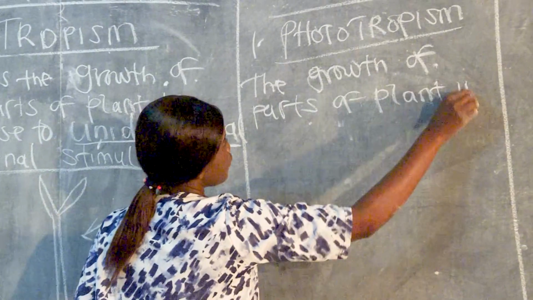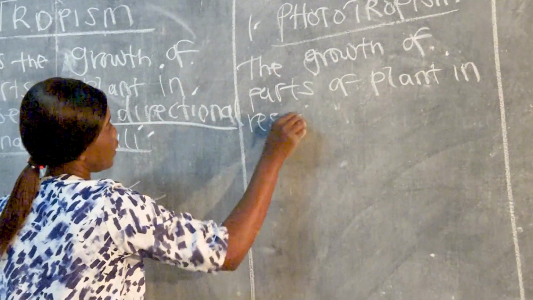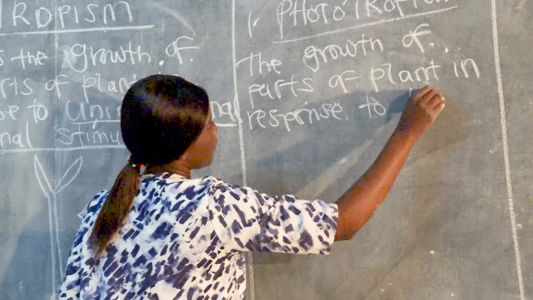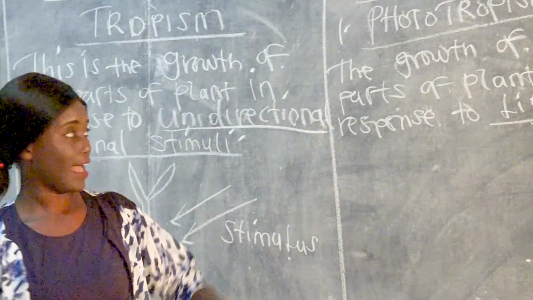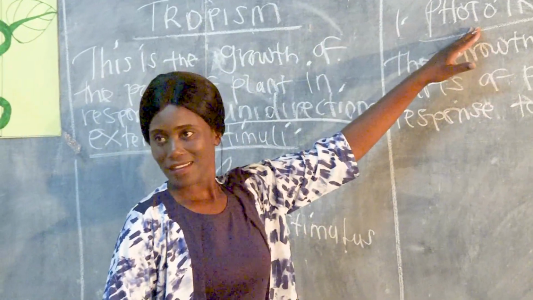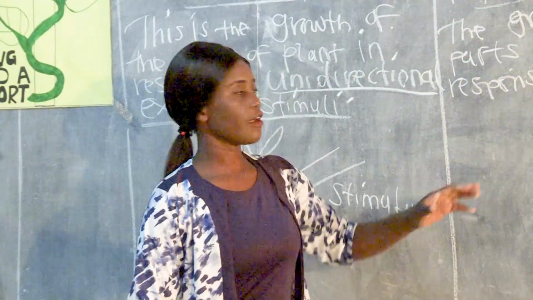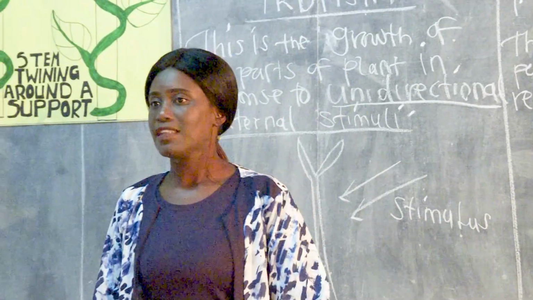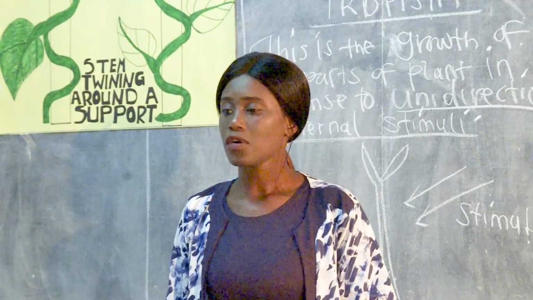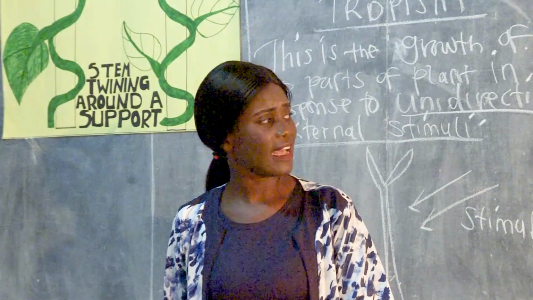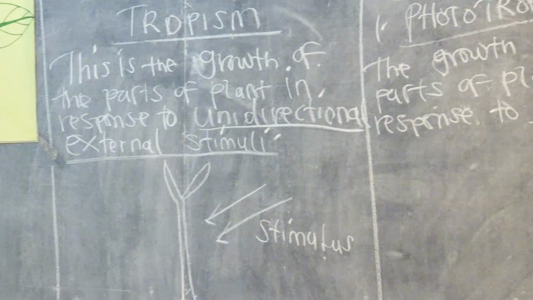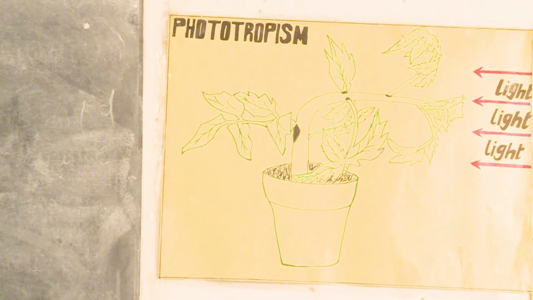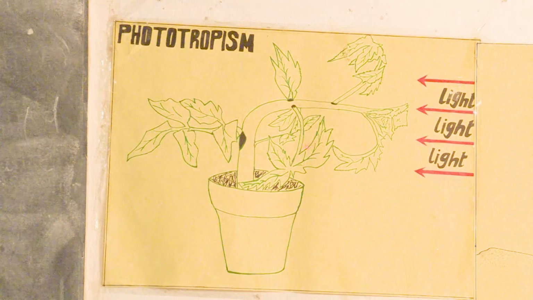The word photo here means light, right? Okay, so the response of parts of the plant towards light is what is known as phototropism. Alright, so I've put some charts right there. I want everyone to take a look at those charts. One of the charts illustrates phototropism.